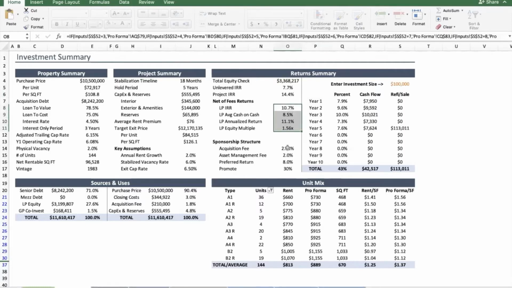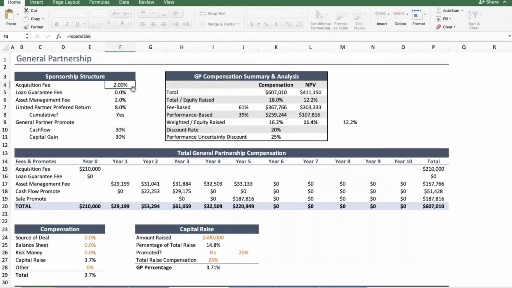But just to point them out, here we have a summary of the LP returns with an example investment to the right of them. So you can see over a 5-year projected timeline, the cash on cash returns, as well as the profit upon sale. And then, like you mentioned, we're just looking at this deal right now with a very traditional sponsorship structure with a 2% acquisition fee, 2% ongoing asset management fees based on revenue collected, an 8% preferred return, and then a 30% promote, meaning the GP gets 30% of cash flows and profits upon sale subordinate to the 8% preferred return.